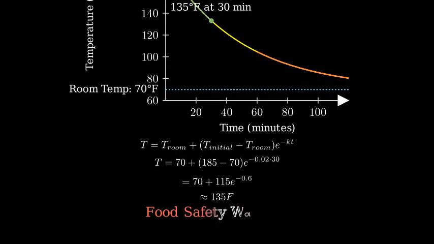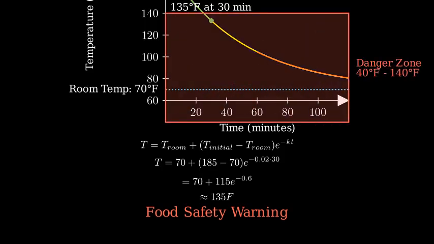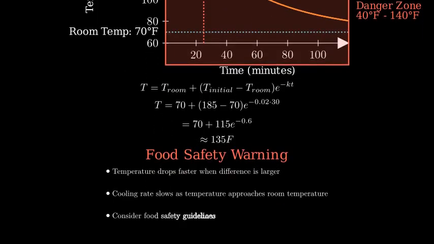It's important to note that for food safety, the turkey shouldn't be left at room temperature for too long. The danger zone for bacterial growth is between 40 and 140 degrees Fahrenheit. According to our cooling curve, the turkey will enter this range after about 25 minutes, so it's important to refrigerate it before then. In conclusion, Newton's law of cooling helps us understand and predict how objects cool over time.